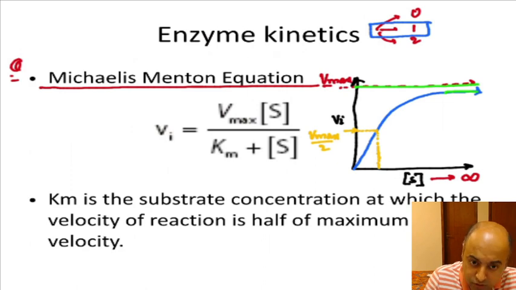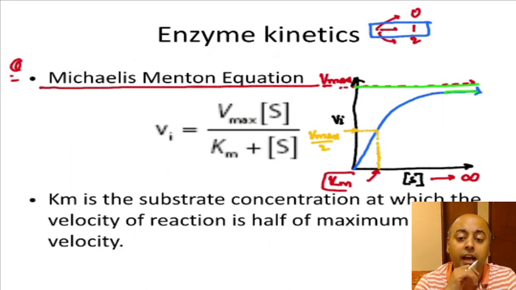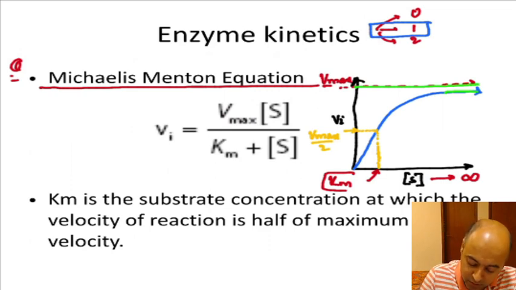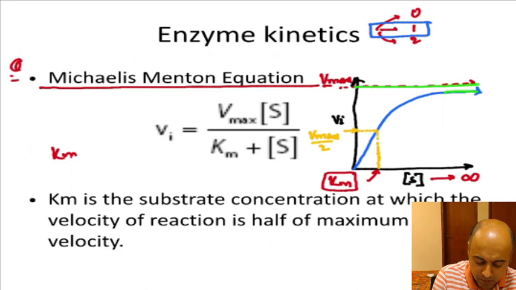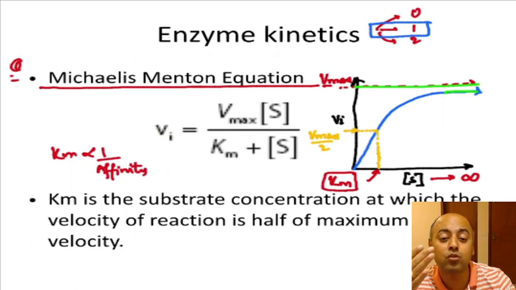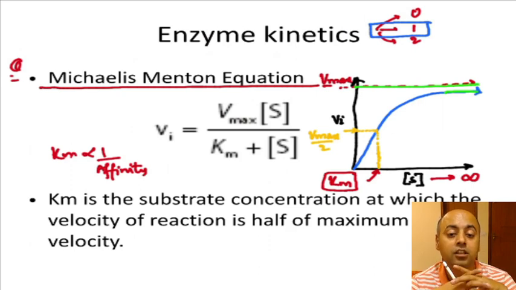Wherever this perpendicular touches the x-axis, we call this point Km. So by definition, Km is the substrate concentration at half the Vmax. Okay, so it tells us about the affinity. Remember, Km tells us about affinity. The Km and affinity are inversely related. If the value of Km is more, then the affinity is less. If the value of Km is less, then the affinity is more. So remember, Km is the substrate concentration at half the Vmax, and Km and affinity are inversely related.